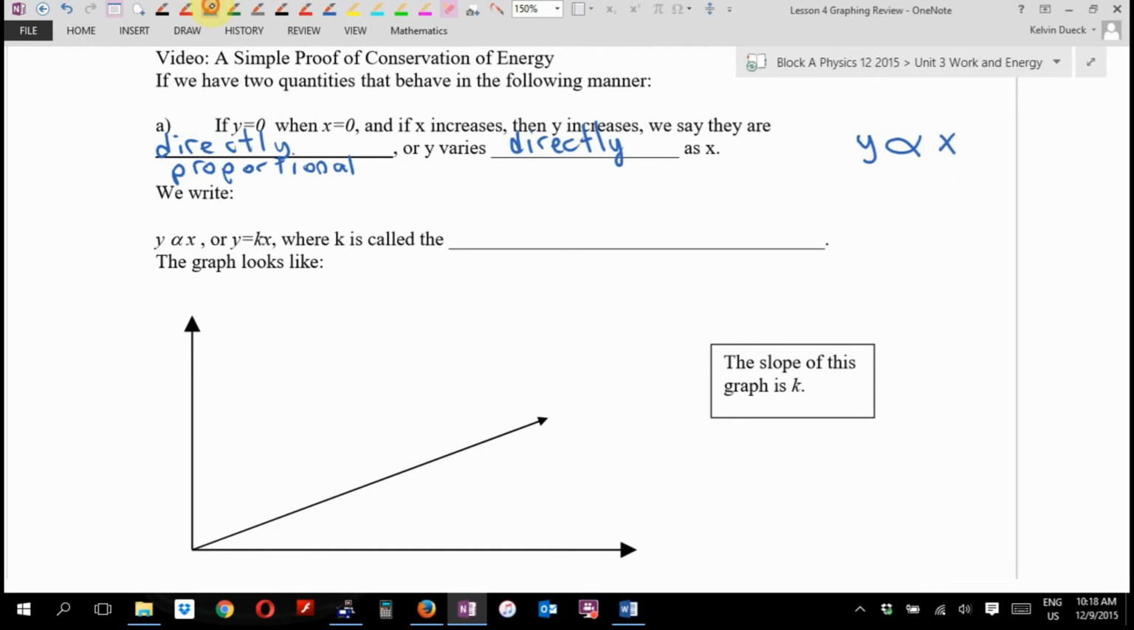As an example, force is directly proportional to acceleration. What do I put in front of the a to turn it into an equation? F equals what? Okay, if I want to make this an equation, I need that.